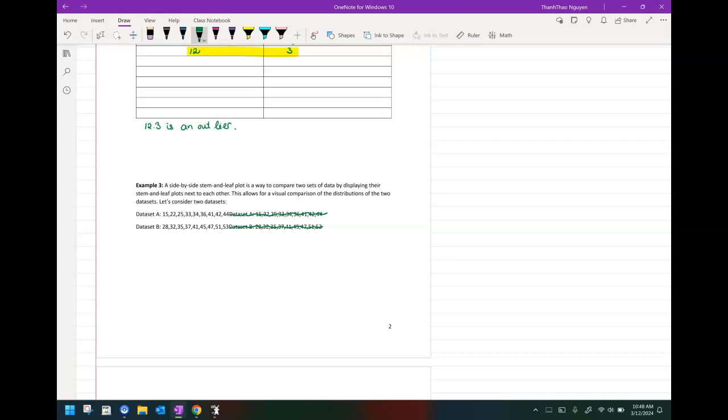When we compare the two data sets, we will have the stem as the column in the middle, and the leaves on the two sides. So on the left side, we have data A, and this is data B. So the stems of both are 1, 2, 3, 4, 5.